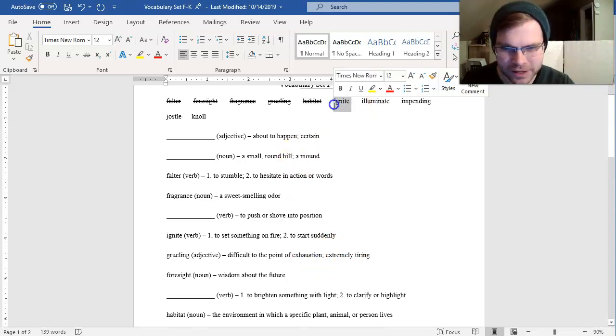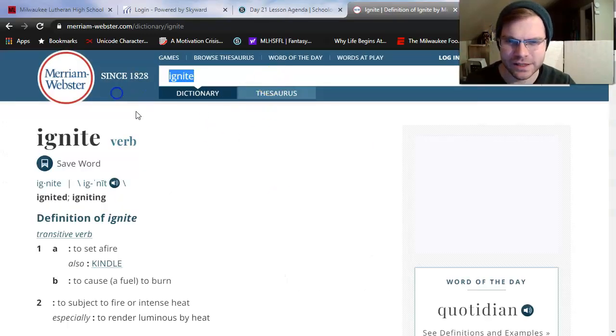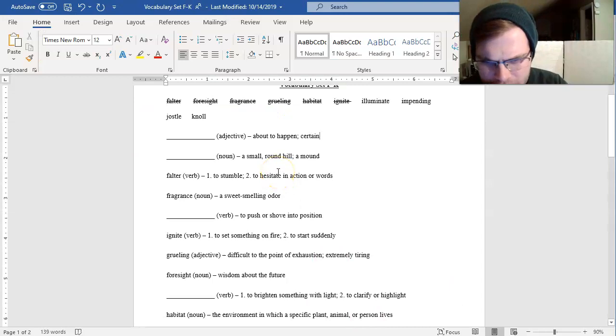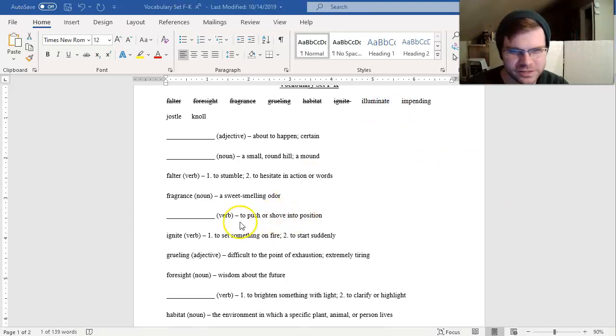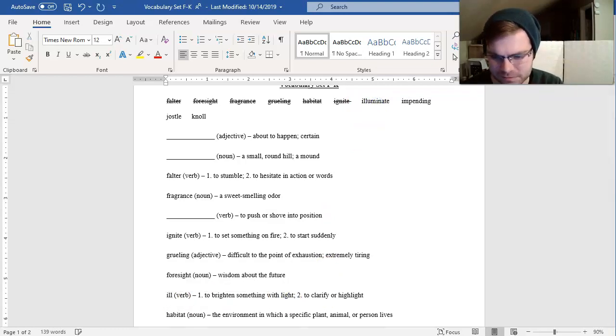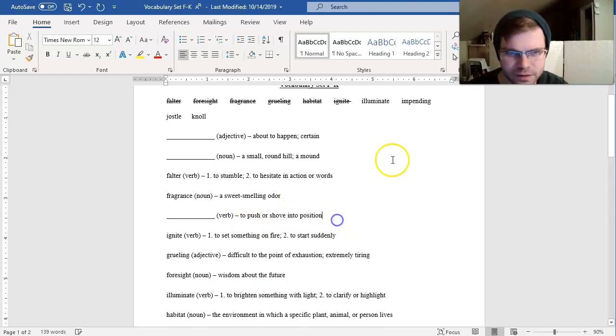Only 4 more to go. We're flying. Illuminate. I know that ATE... Well, actually, can I use that strategy? I've got 2 verbs left. One thing I know is that ATE endings are typically verbs. So let me see if I can identify one of these verbs here. It either means to push or shove into position, or it means to brighten something with light, to clarify or highlight. One thing that we can know, if you know a little bit about word roots as well, LUM, loom, means light as well. I can pop illuminate as to brighten something with light. Illuminate. There we go.